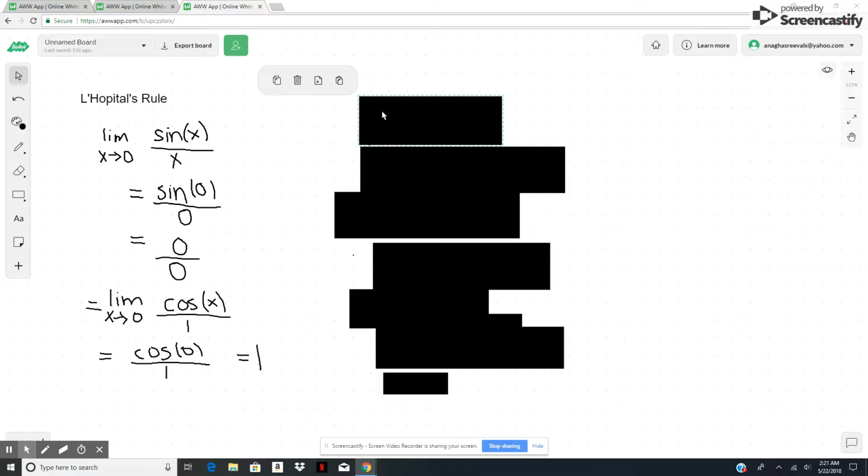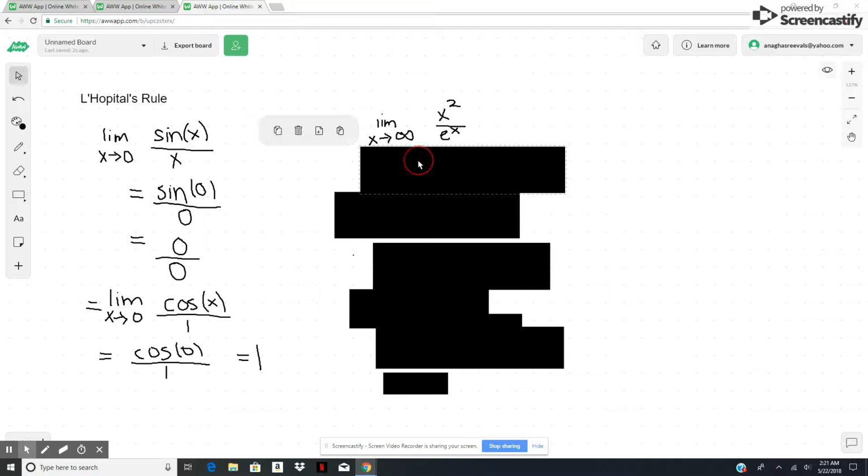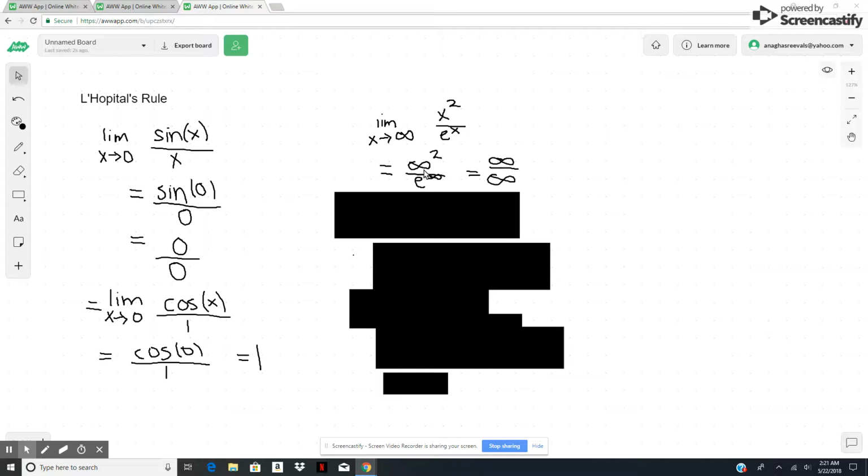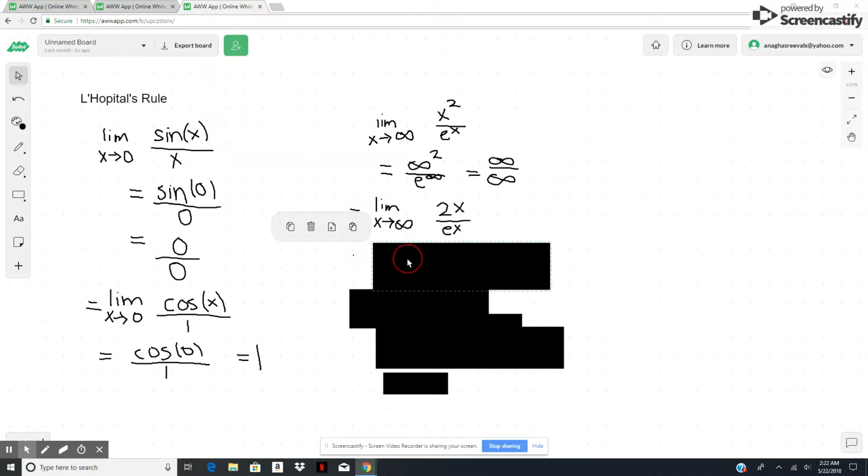Another example is the limit as x approaches infinity of x squared over e to the x. When you evaluate this, you end up getting infinity squared over e to the power of infinity, which is the same as infinity over infinity. However, this is an indeterminate form, so we need to use L'Hopital's rule to re-evaluate the limit. The derivative of x squared, you bring the 2 to the front using the power rule, so 2x is the derivative, and the derivative of e to the x is just e to the x. So you can rewrite your limit as x approaches infinity of 2x over e to the x.